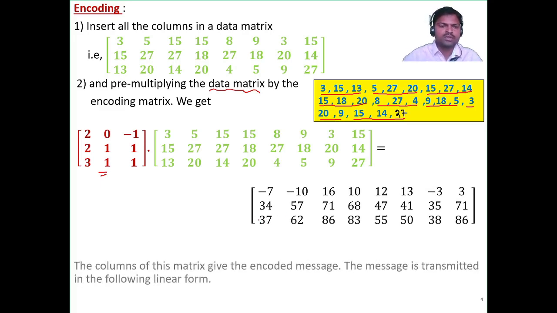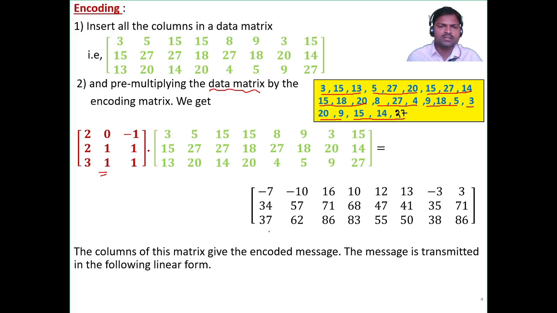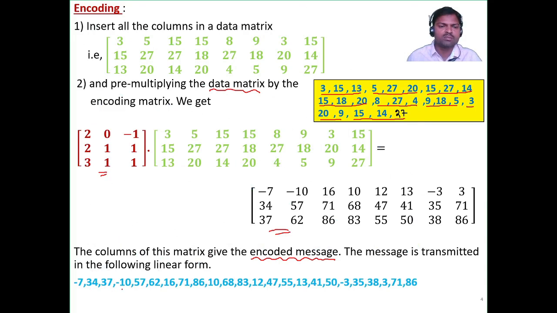Now next, the columns of this matrix give the encoded message, and the message is transmitted in the following linear form. How to transmit? Like this: -7, 34, 37, -10, 57, 62, 16, 71, 86. This message I have to send to the receiver.